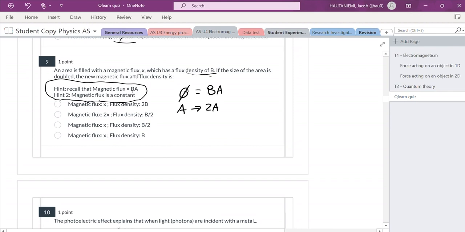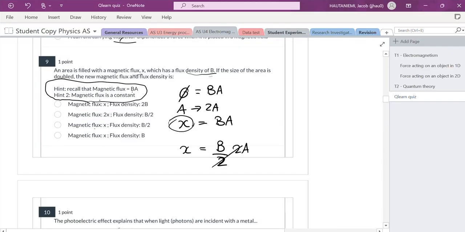Our magnetic flux is X, and that's equal to BA. But the magnetic flux X is a constant. If this number is staying the same, X is not changing, but the area has become 2A, the way that this is going to stay the same is by dividing by 2. That is the only way that it is going to stay the same. So therefore, if I'm looking at my options here, magnetic flux has been, where am I looking?